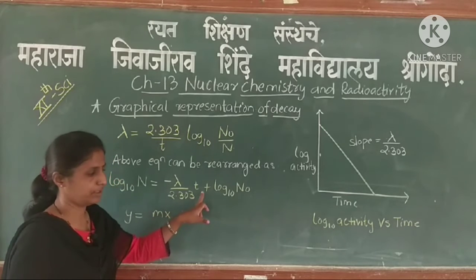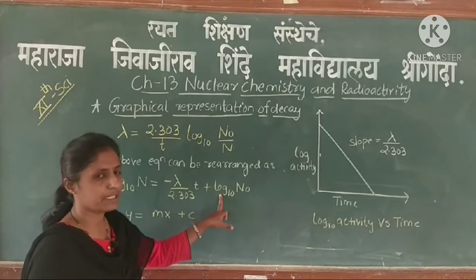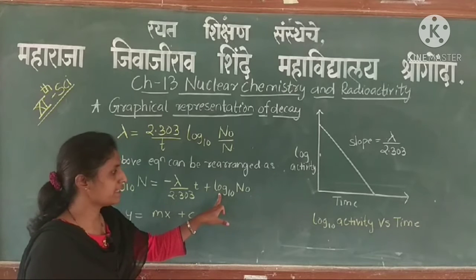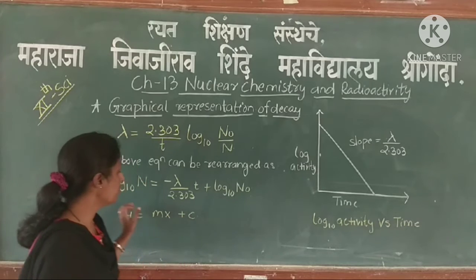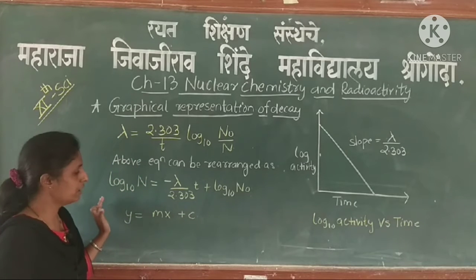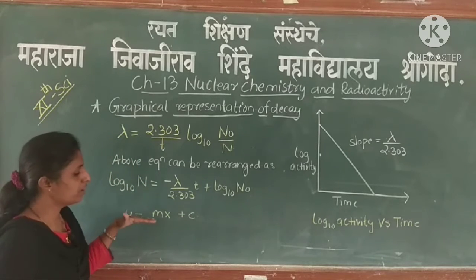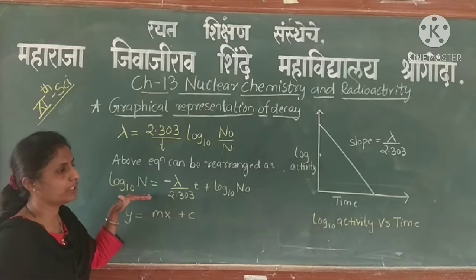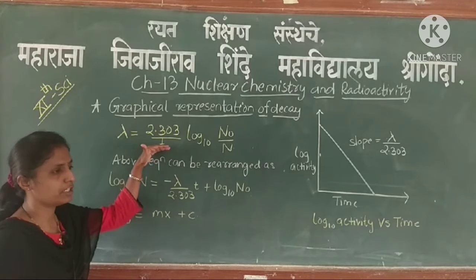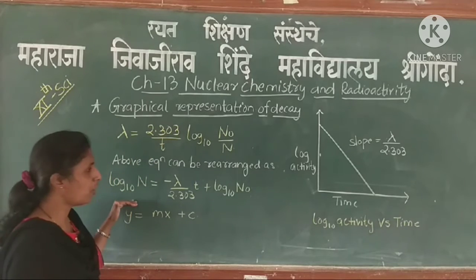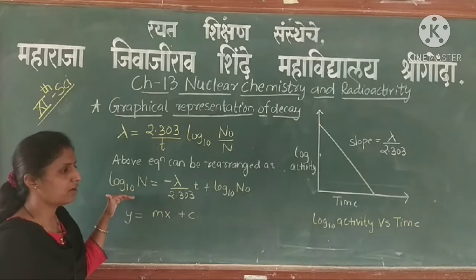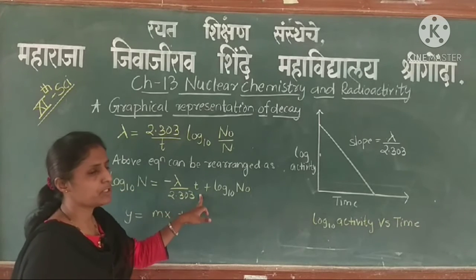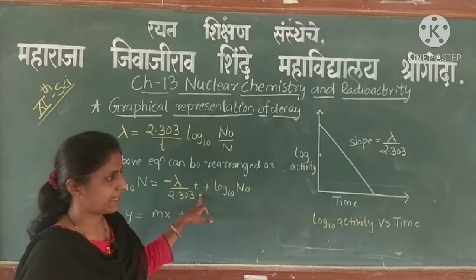and the x coordinate will be your time, and the c, that is the intercept on the y-axis, will be log of N0 to the base 10. So what graph can you plot if you compare this line equation with this equation of decay constant, which we have rearranged? You can plot log of N to the base 10 on the y-axis and time t on the x-axis.